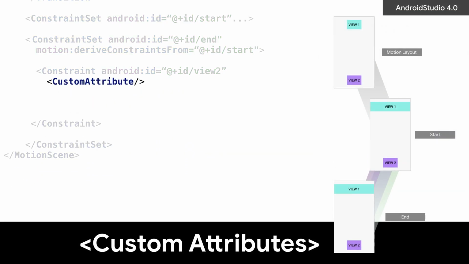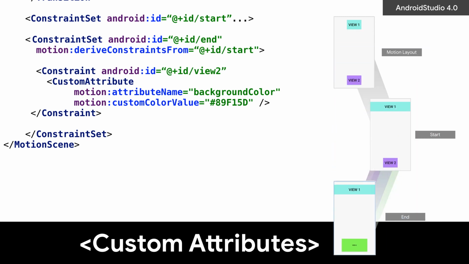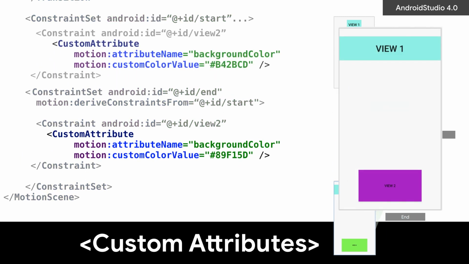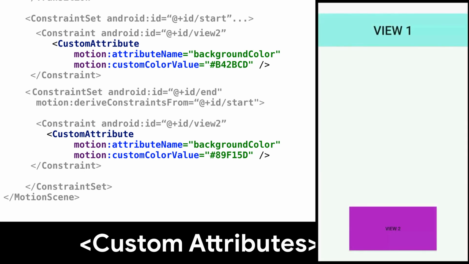Lastly, we have custom attributes. These allow you to call any method that starts with set, so they can be used to coordinate other view attributes in your animation. To get this background color attribute to interpolate, we're going to first set the background color to green in our end state. And then in our start constraints, we'll set the background color to a different color. Note that you must use custom attribute in both constraint sets connected by a transition. And this is what the animation will look like.